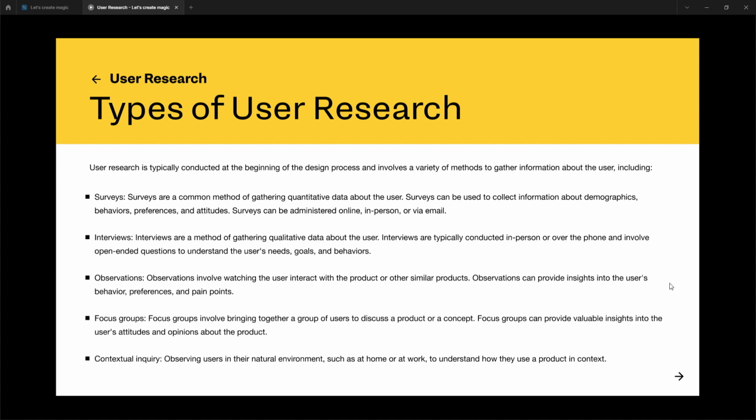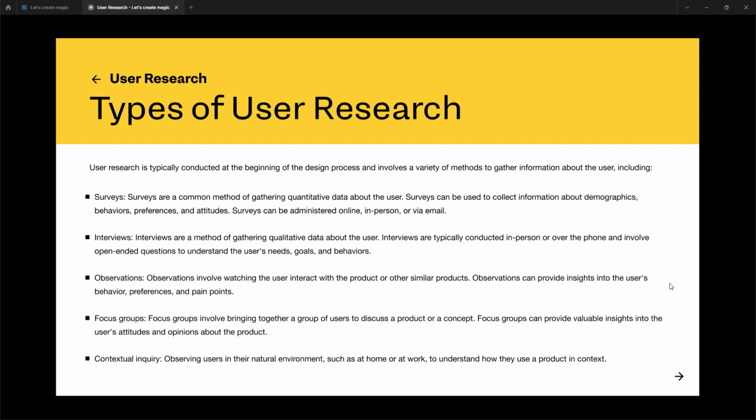Focus groups. Focus groups involve bringing together a group of users to discuss a product or a concept. Focus groups can provide valuable insights into the user's attitudes and opinions about the product. And a lot of brands do this. They organize certain focus groups, even in large numbers, and they try to test their product, test other products, and see users live use it. So they invite a certain number of users. It could be virtually, it could be in person, to actually test this product and give feedback at the end of the day. Contextual inquiry.